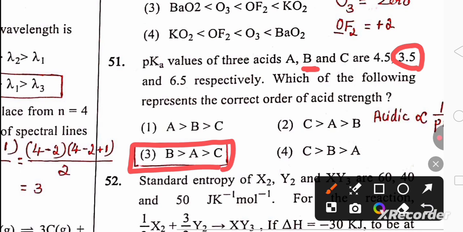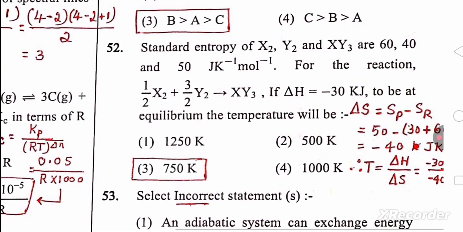So the right option is option 3. B is more acidic and C is less acidic because C has a higher pKa value. Let us move to the next question.